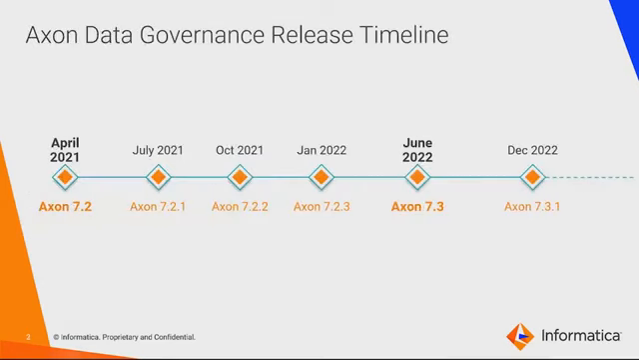Here is the release timeline of the Axon product in the last 1 year. We had 7.2 released in April 2021. After that, we had 3 minor releases, 7.2.1, 7.2.2, and 7.2.3, at a gap of 3 months apart. July 2021 was 7.2.1, October 2021 was 7.2.2, and January 2022 was 7.2.3. In 2022, we have a major release, which is 7.3, planned in June, and later in the year, in December, 7.3.1.